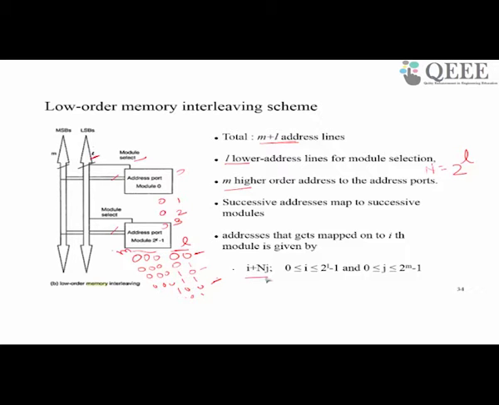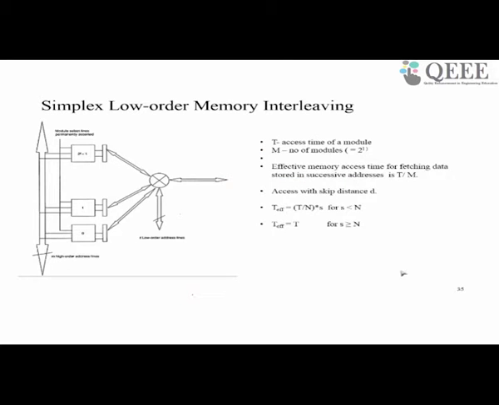The generic address that will get mapped onto the ith module is that the initial address i will be the starting address of that module, then it will repeat after a gap of M. So it will be i plus Mj, where j will be such that it will span the entire address space of that module. So j will lie between 0 to 2 power m minus 1. So what is the advantage of this kind of memory interleaving?